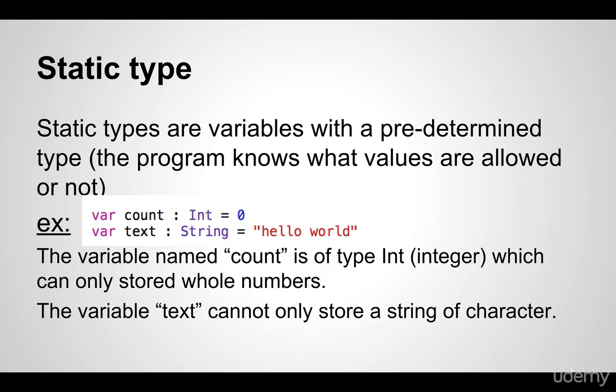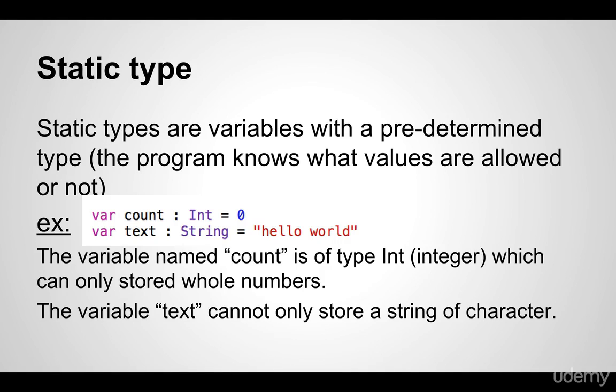And in the very next example, the text, var text, String is equal to hello world. Now, this text can only store a String, which is basically a sequence or chunk of characters. Okay? And it can only store this sequence of characters. So I cannot assign 0 to it instead of hello world. It will not work. Since it's a static type, the program will understand and will throw an error.